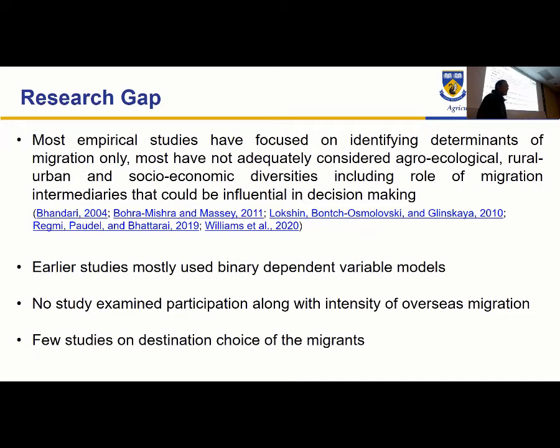Similarly, earlier studies have mostly used binary dependent variables such as logit or probit, and no study examined participation along with intensity of overseas migration, and only a few studies have explored the destination choice of migrants in Nepal.